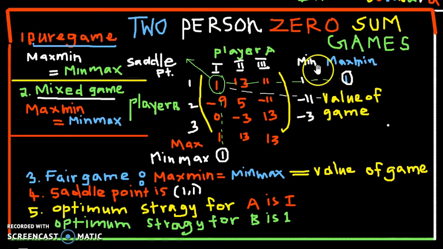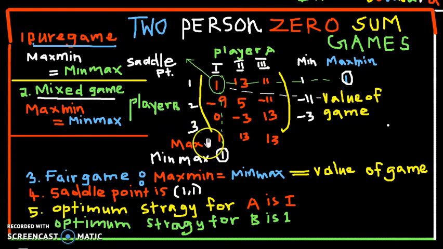We know that a two-person zero-sum game is nothing but two persons playing, and the loss of one person is exactly equal to the gain of the other person. Such a type of game we call a two-person zero-sum game. Okay, now look at this. As I already told you, player A and player B.